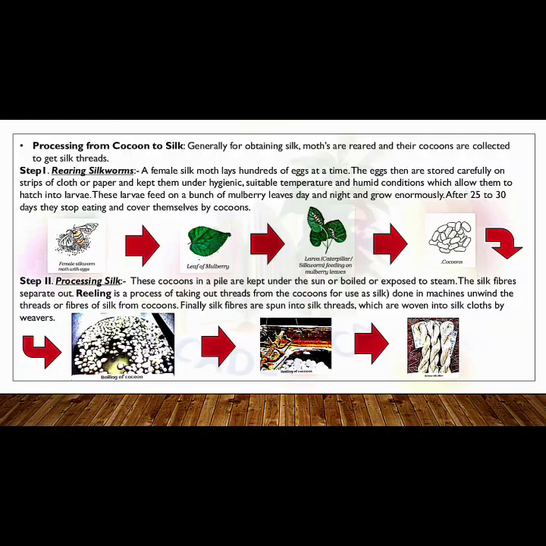These cocoons in a pile are kept under the sun, boiled and exposed to steam. Next, the fibers are separated out. Reeling is also a process of taking out the threads from the cocoons for use as silk, which is all done in machines. After that, they are spun into a big rope.